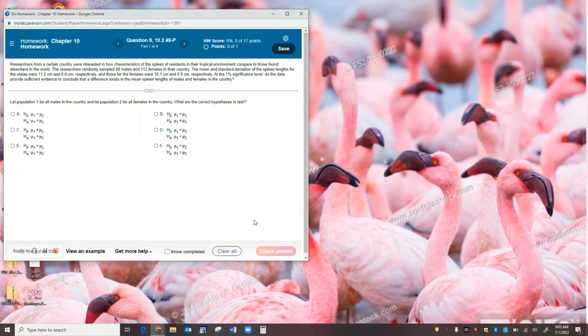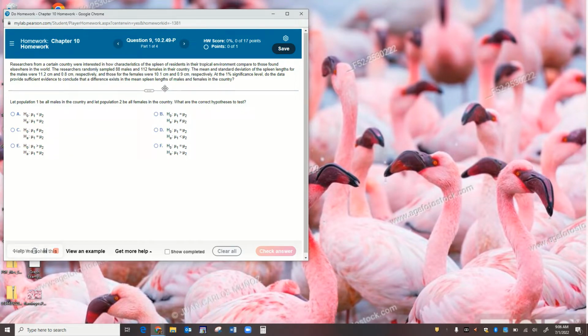So researchers from a certain country were interested in how characteristics of the spleen of residents in their tropical environment compare to those found elsewhere in the world. The researchers randomly sampled 88 males and 112 females in their country. The mean and standard deviation of the spleen lengths for males were 11.2 centimeters and 0.8 centimeters respectively, and those for females were 10.1 centimeters and 0.9 centimeters respectively. At the 1% significance level, do the data provide sufficient evidence to conclude that a difference exists in the mean spleen lengths of males and females in the country?